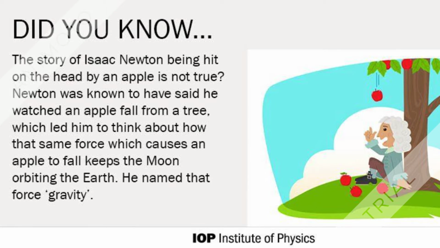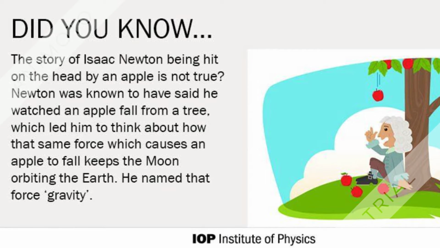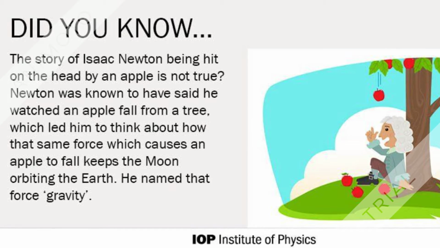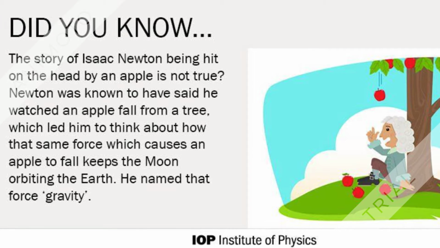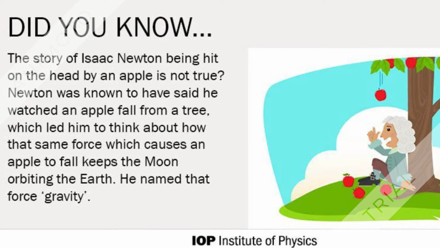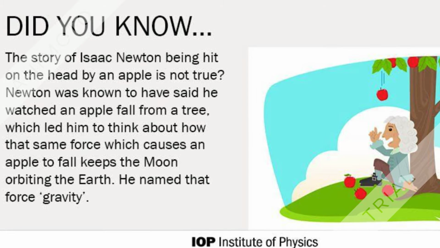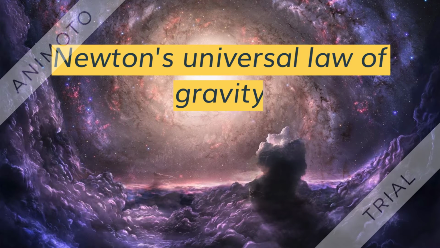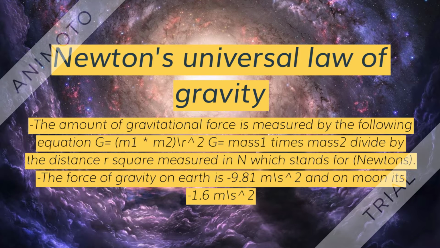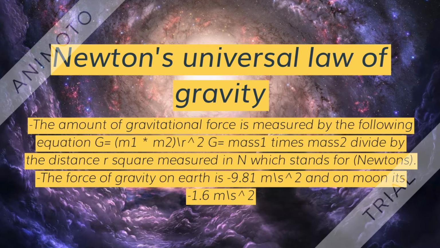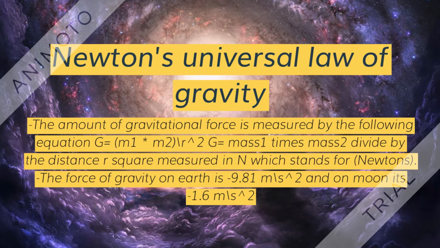Newton's universal law started when Isaac Newton was sitting under a tree one day and an apple fell on his head. He started to think about why things fall toward the ground and discovered the law of gravity. The law of gravity states that F, the force of gravity, is equal to m1 times m2 divided by the distance r squared, measured in N, capital N, which stands for newtons.